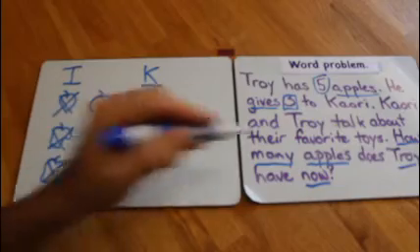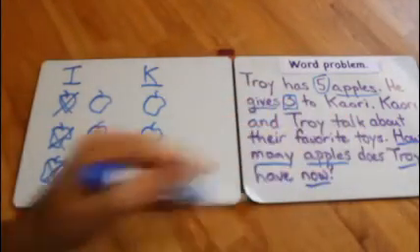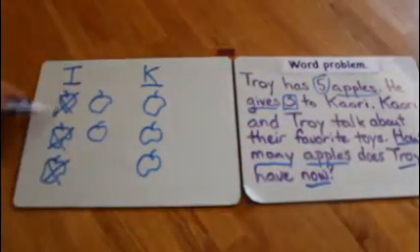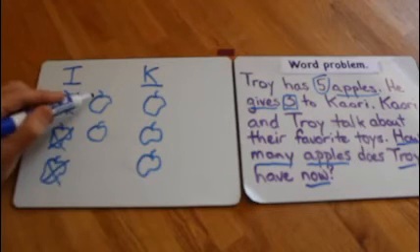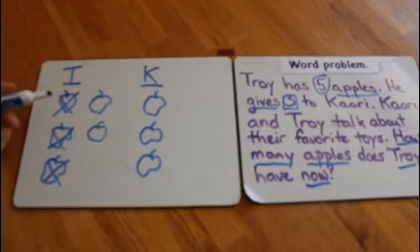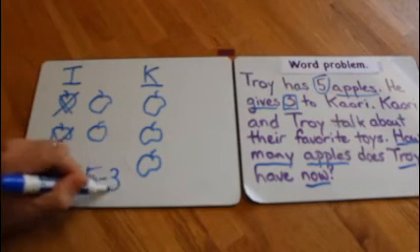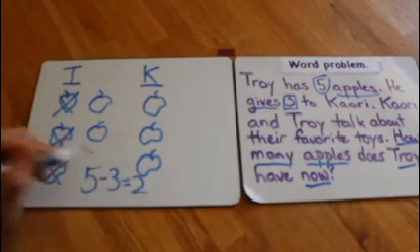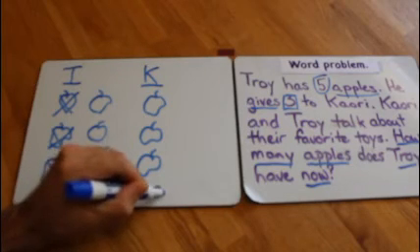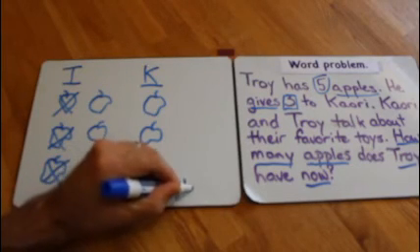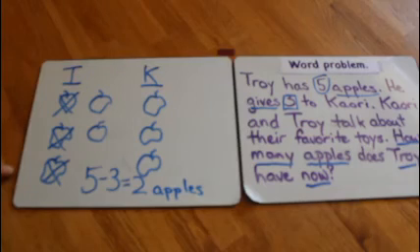So now, how many apples does Troy have now? He had 5, but he gave 3 of them to Kaori, so he has 2 left. Because 5 minus 3 equals 2. 2 what? Apples. Does it make sense? I think so. If it didn't, let's go back and rework it. Another great day with board math.